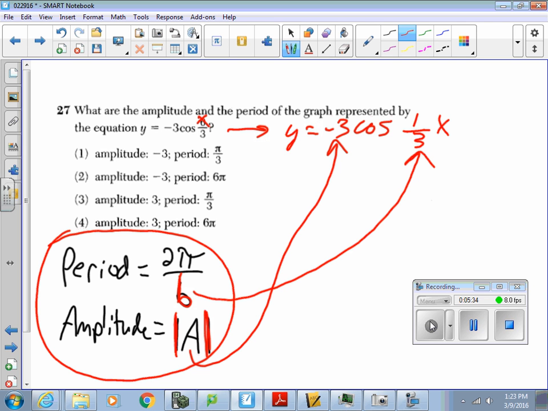So you can eliminate numbers 1 and 2 because your amplitude can never be negative. It's always going to be positive. All right, so now that leaves us with 3 and 4.